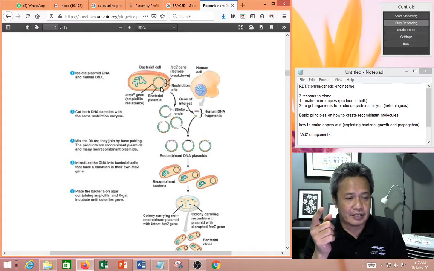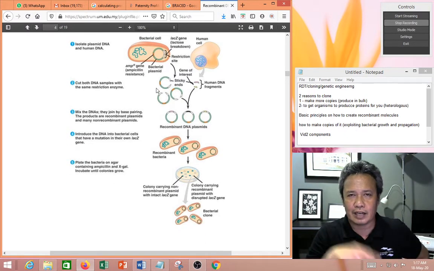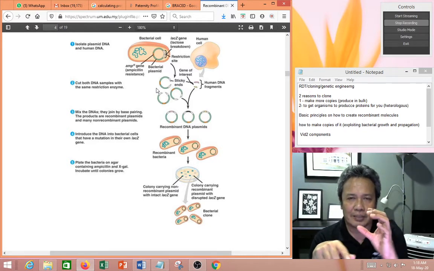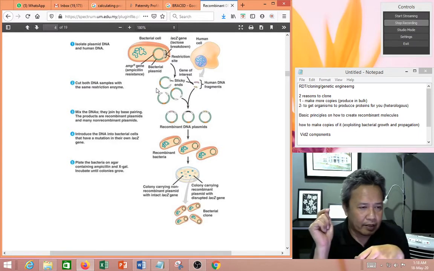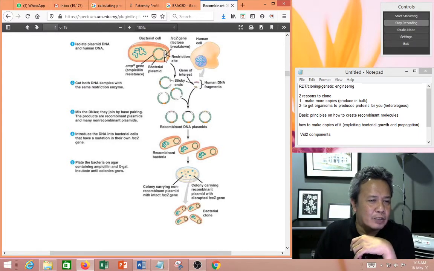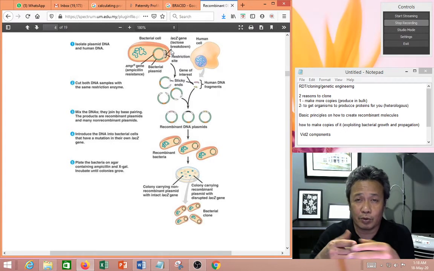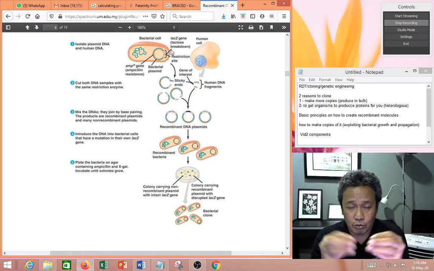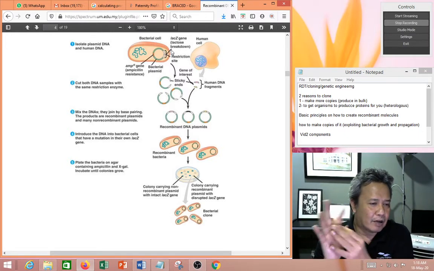Now, this slide allows you to select which plasmid contains your fragment, okay? Look at this white region, it is called the LacZ gene. What does LacZ do? It breaks down lactose by beta galactosidase and so on. Correct.